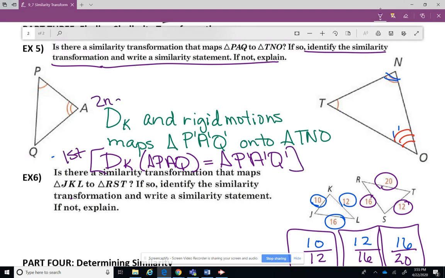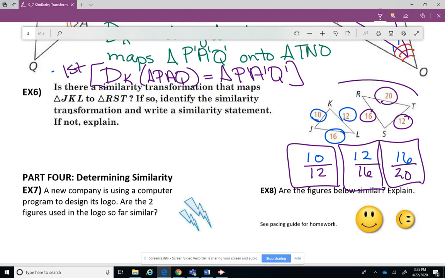And then I realized that when I did that all I had to do was dilate and do a couple of rigid motions, and I could put one on top of the other. And if I took triangle P prime, A prime, Q prime, and put it on top of triangle TNO, then I would be dilating it and enlarging it by a scale factor, but we just don't know what that scale factor is. In this problem you're fixing to do, you're fixing to find out what the scale factor is. So you're going to be able to say that.